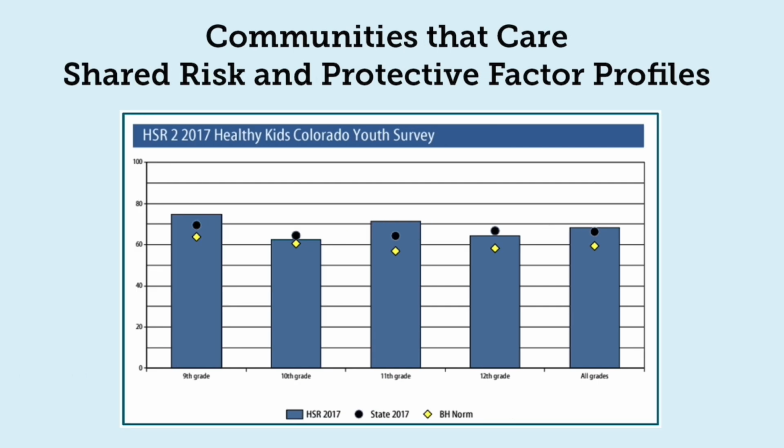Coloradans can look at the Communities That Care risk and protective factor profiles and use the cutoff point as a benchmark for whether an area is above or below the national or state averages for a particular risk or protective factor. In this example, the data in blue represents the regional data or local data, the black dot represents the state of Colorado average, and the yellow diamond represents the behavioral health norm or national average. You can evaluate if you are doing better or worse compared to other standards by using these benchmarks. This can help you identify which risk or protective factors are a concern in your local area.